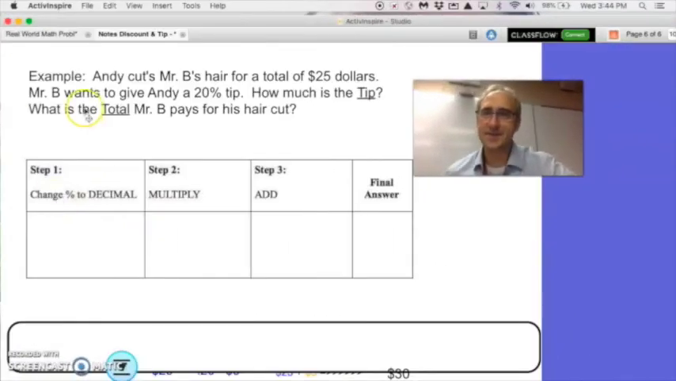So in this tip example, Andy is going to cut Mr. Benson's hair. Actually, it's true. I'm going to go get a haircut right now, right after I make this video.